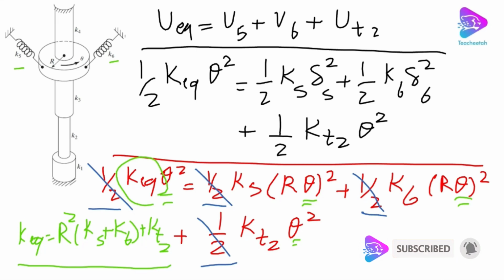I hope you got the idea of finding the equivalent spring constant of systems, which is very useful for analyzing the vibration of systems when we have multiple springs that are somehow connected to each other or their deflection is somehow related to each other.